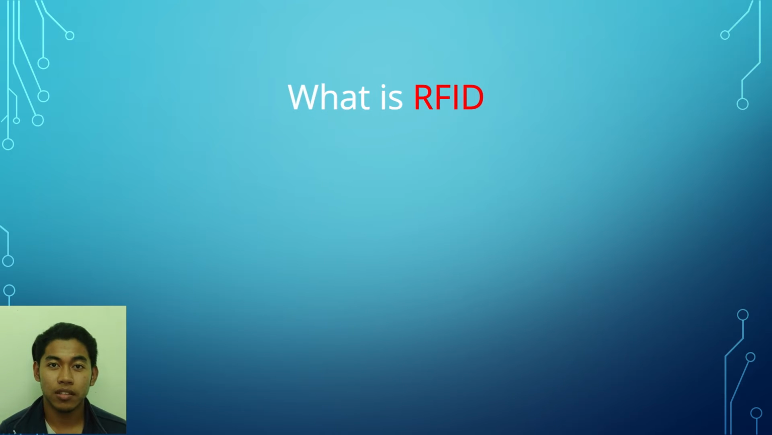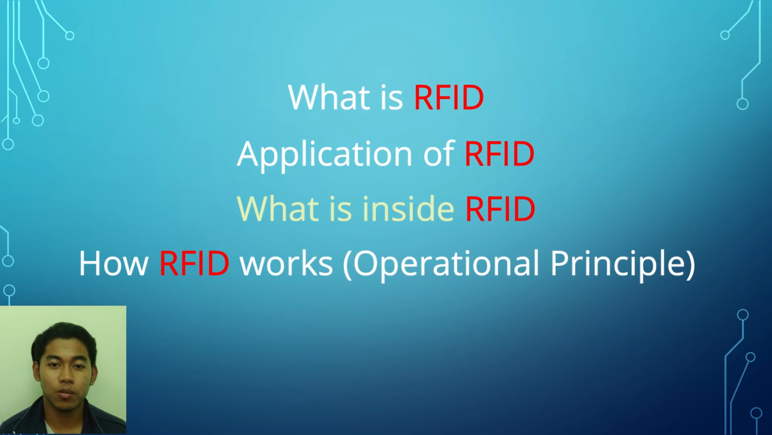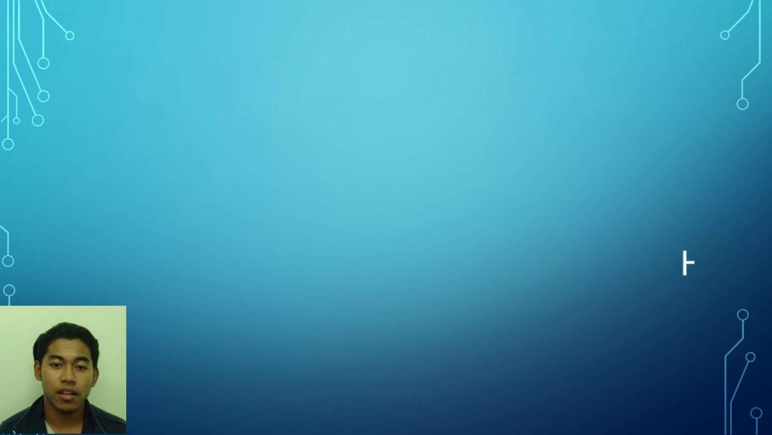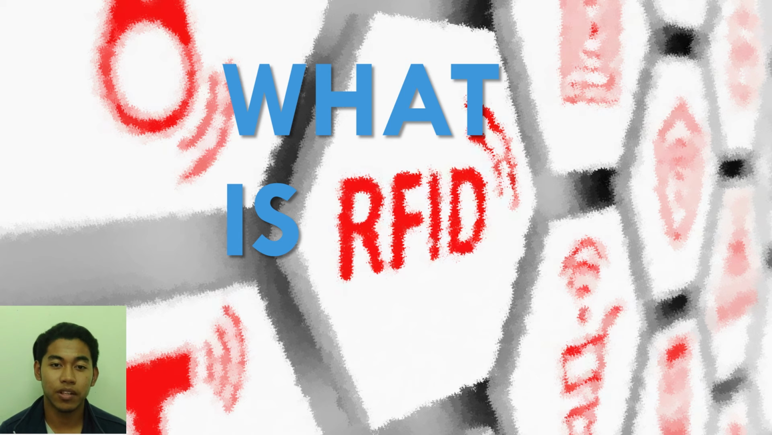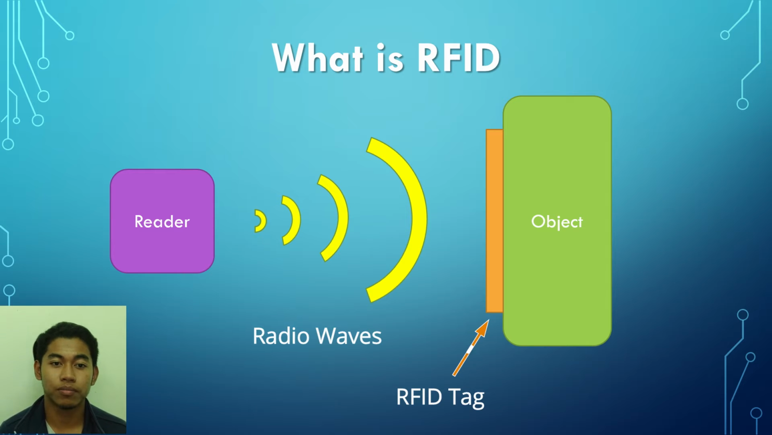discuss what RFID is, what the different applications of RFID are, what is inside this RFID chip, and how this RFID works. So, first of all, let's start with what is RFID. Radio frequency identification, or RFID, is a technology which works on radio frequency, or radio waves.